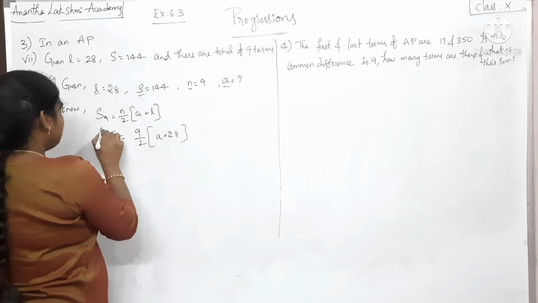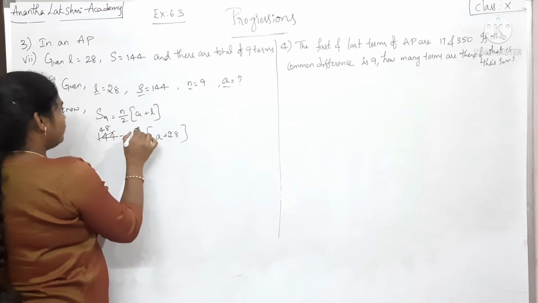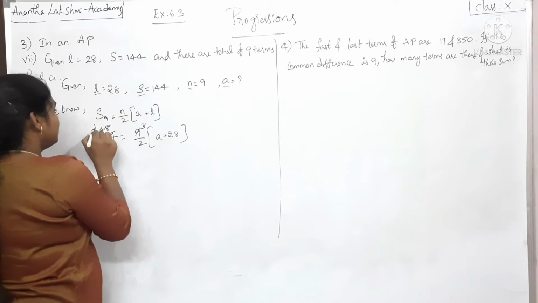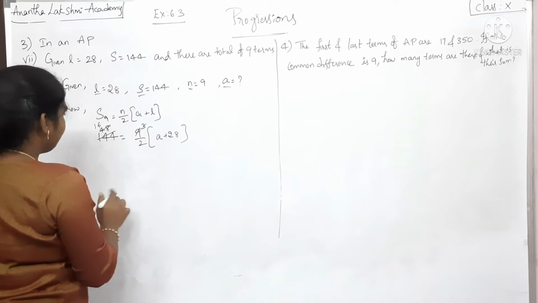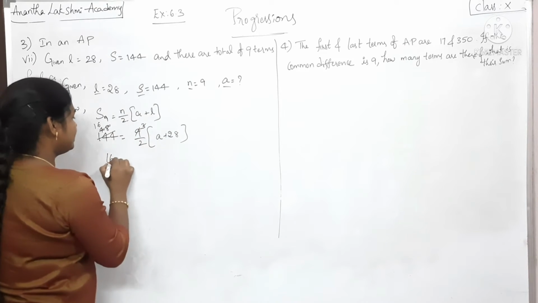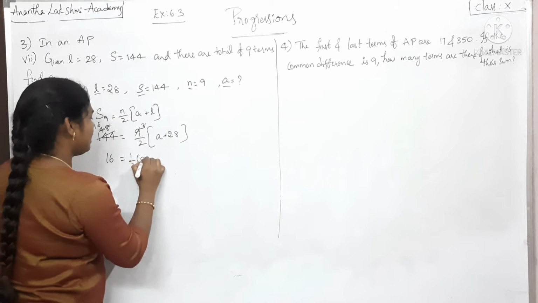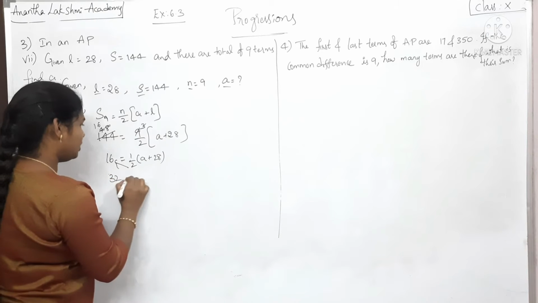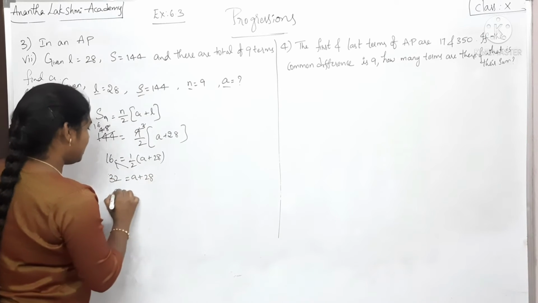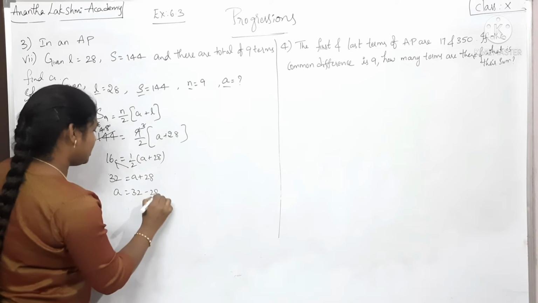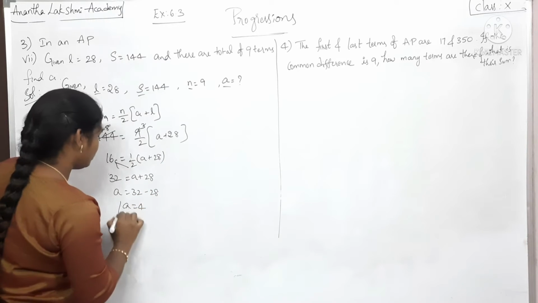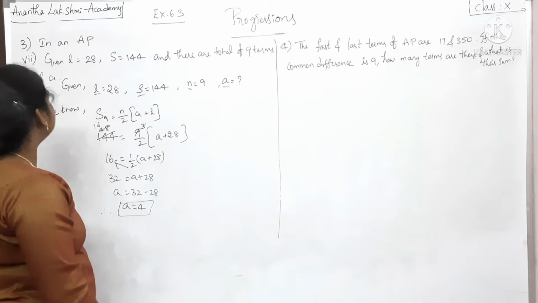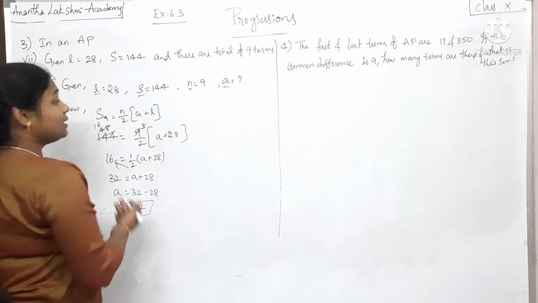3 4s are 12, 3 8s are 24, 3 3s are 9, again 3 1s are 3, 3 6s are 18. So 9 and this is going to be 16 is equal to 1 by 2 into a plus 28. If I send 2 this side, 32 is equal to a plus 28. a is equal to 32 minus 28, which is nothing but 4. Therefore, a is equal to 4. Okay, that is about the third problem, the 7th bit in the third problem.